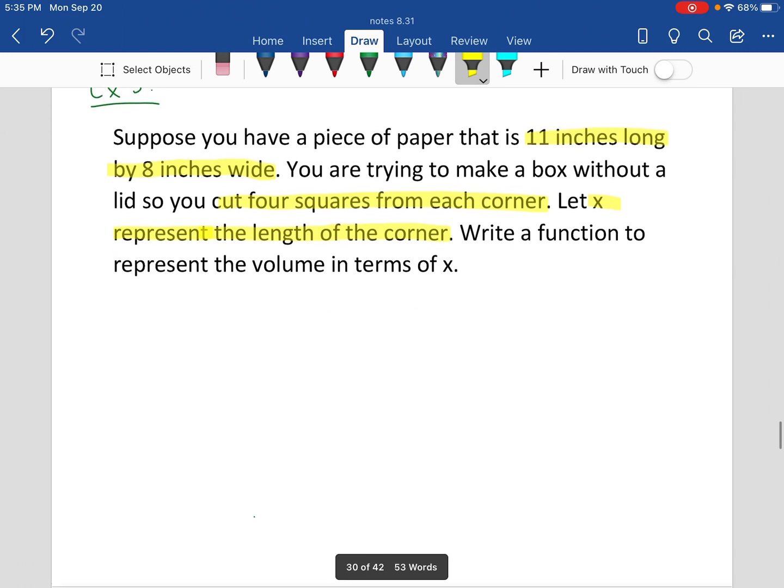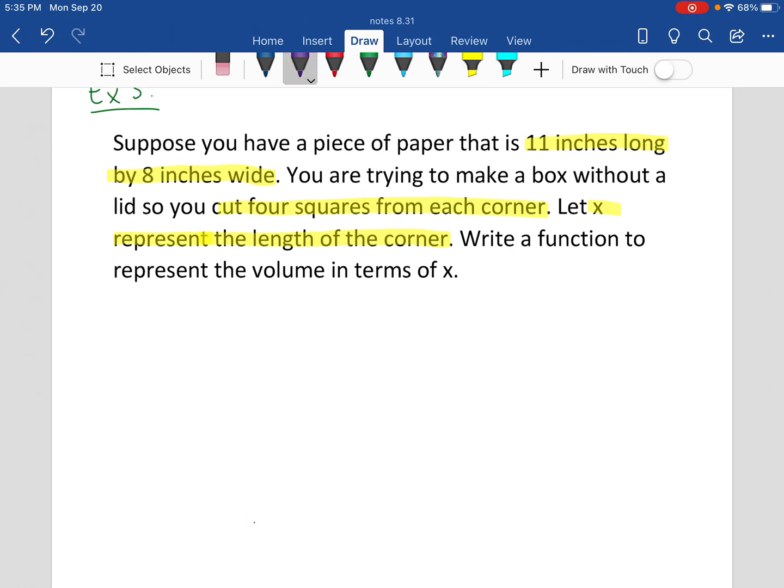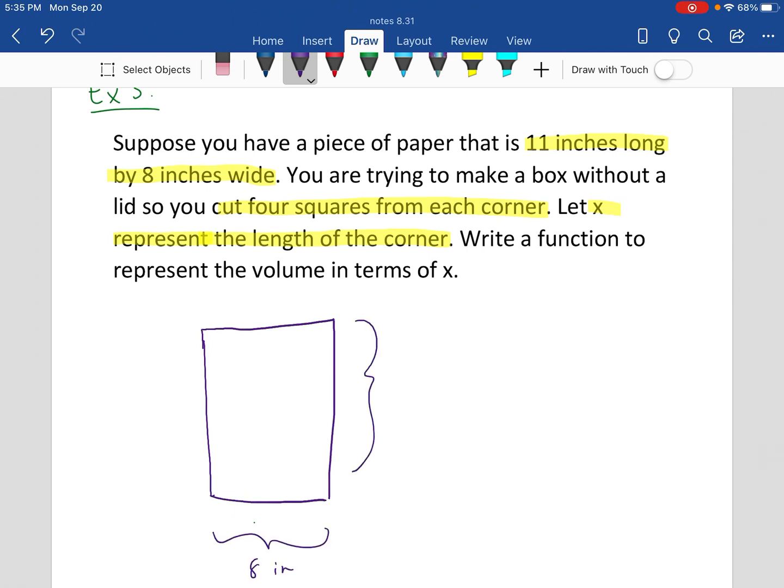Again, let's go ahead and try to visualize this. I'm going to draw a piece of paper. Here's my piece of paper, and all I know is that it is 8 inches by 11 inches. I also know that we cut off squares at each corner, so these are gone now.